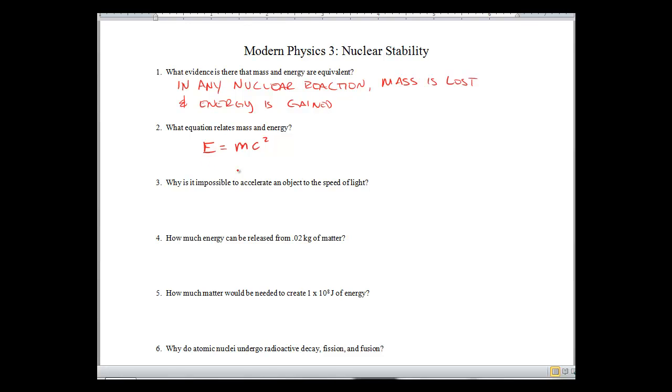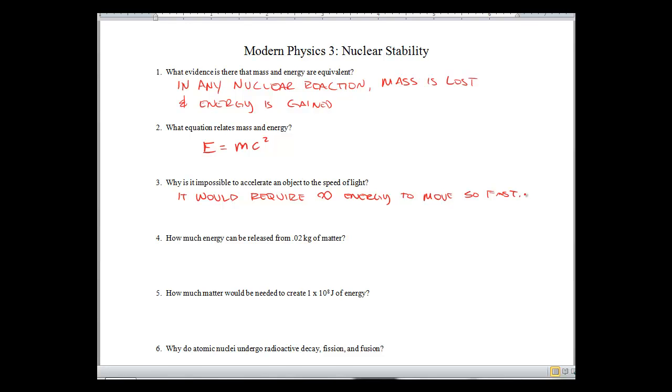So, sticking with Einstein and his weird relativity, why is it impossible to accelerate an object to the speed of light? Because it would require an infinite amount of energy to move that fast. As we get closer and closer to the speed of light, what we actually see is that the mass of the object increases. So the faster we go, the more and more massive our object gets, which means it takes more and more energy to make it go faster.